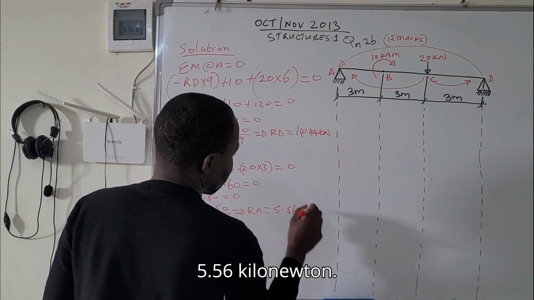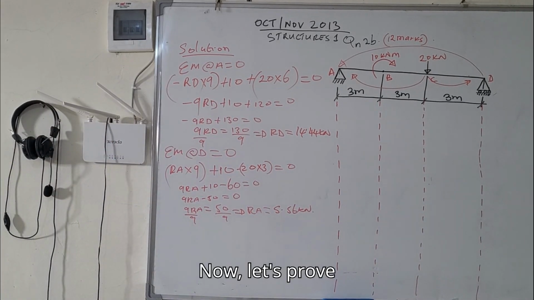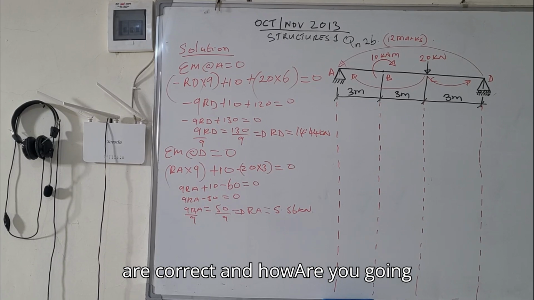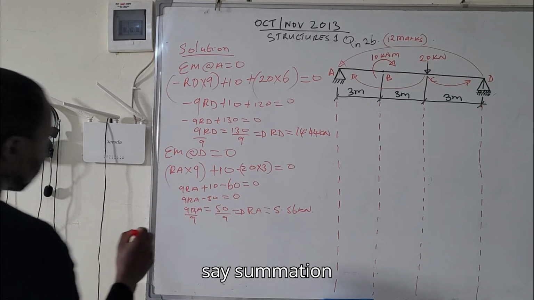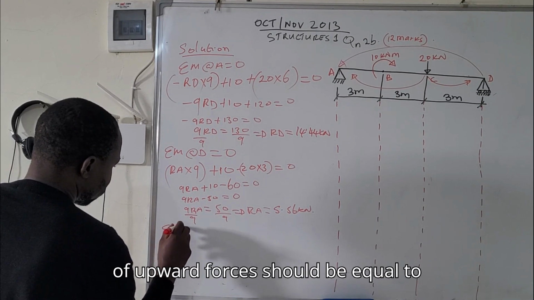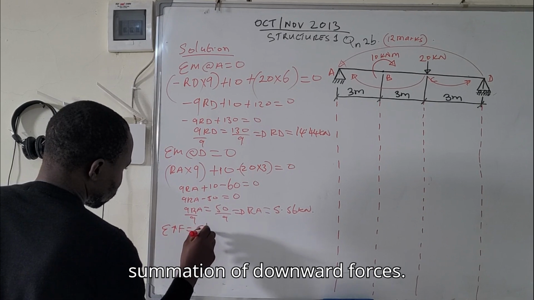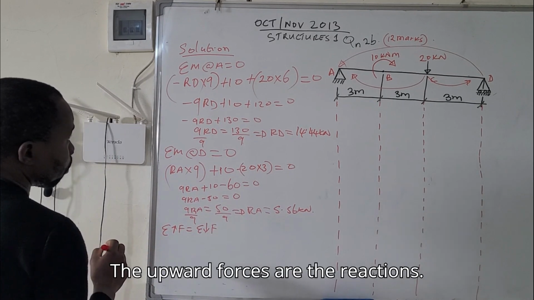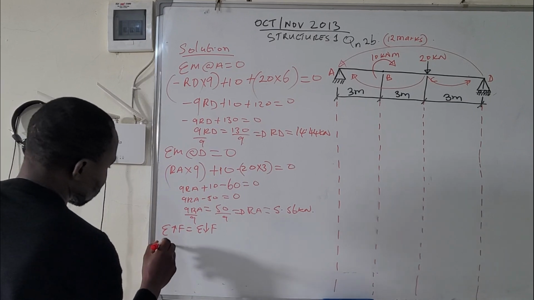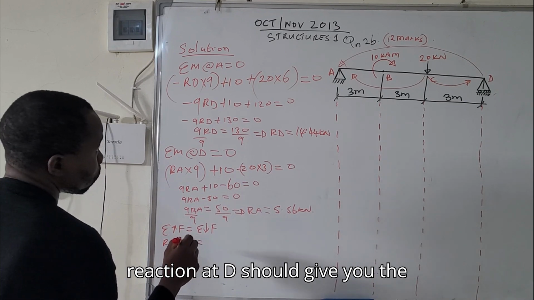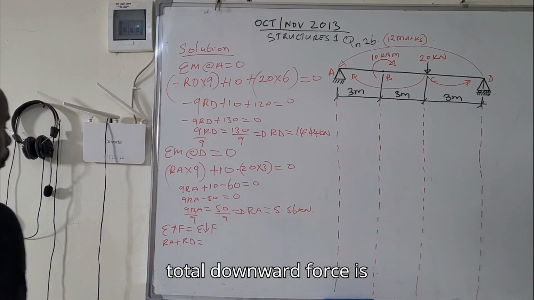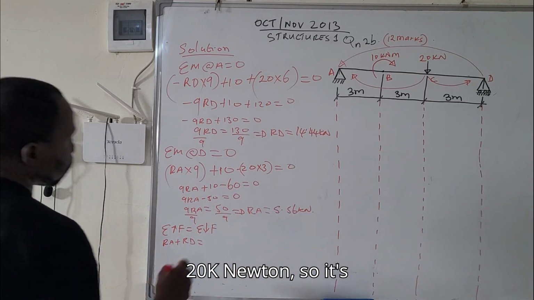5.56 kilonewton. Now, let's prove and see if our answers are correct. And how are we going to do this? We will say the summation of upward forces should be equal to the summation of downward forces. The upward forces are the reactions. Reaction at A plus reaction at D should give you the total downward force, which is 20 kilonewton. So it's 20.